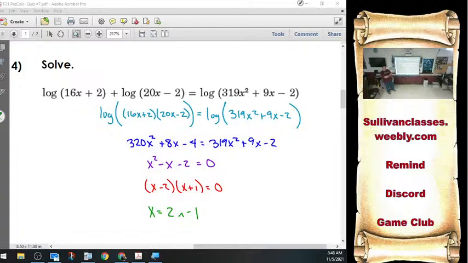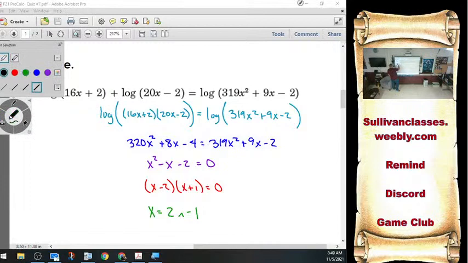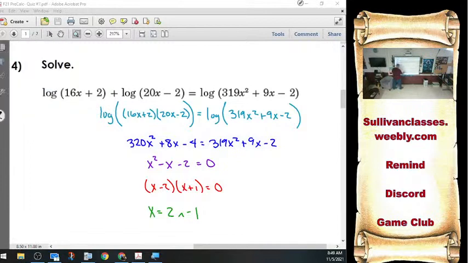And then my original equation has a logarithm in it. So I have the potential to break math here by taking log of a non-positive. I need to test both of them in the original to see if one of them screws up. And in this case, I cannot put the negative 1 in there, so there we go.